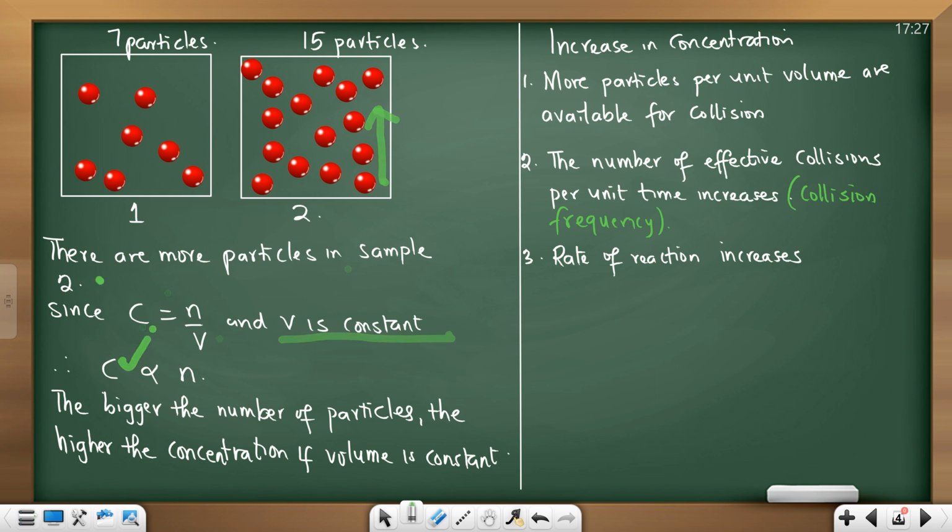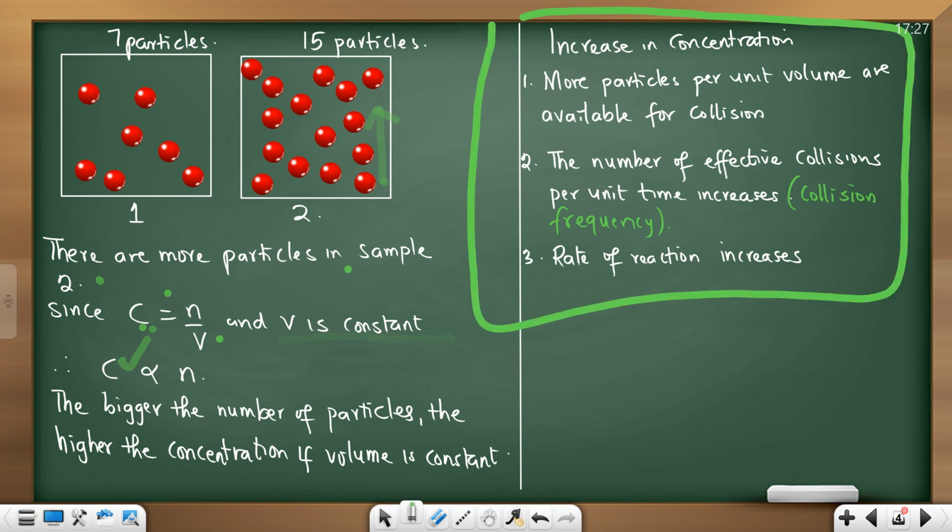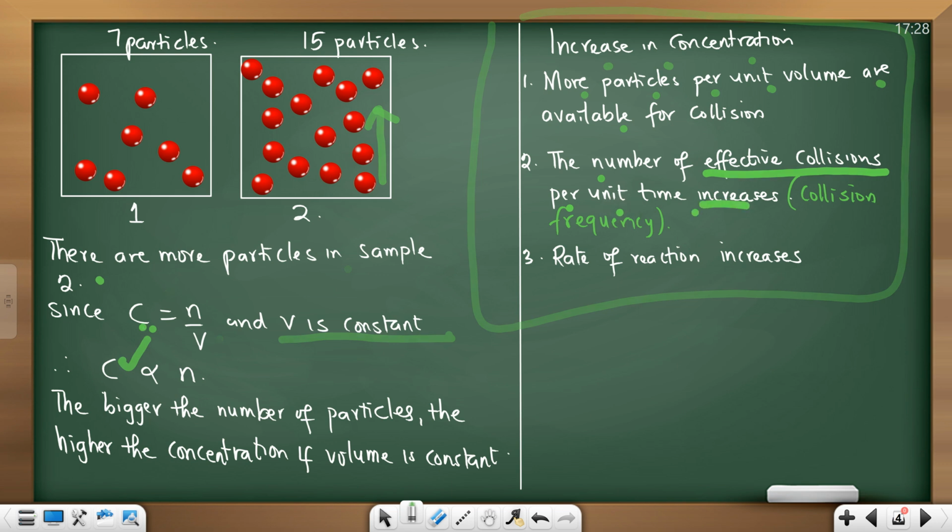concentration. How will I answer it in an exam? Copy and paste this. Increase in concentration. More particles per unit volume are available. What happens after then? The number of effective collisions per unit time increases. If that increases, the rate of reaction increases. We're done.